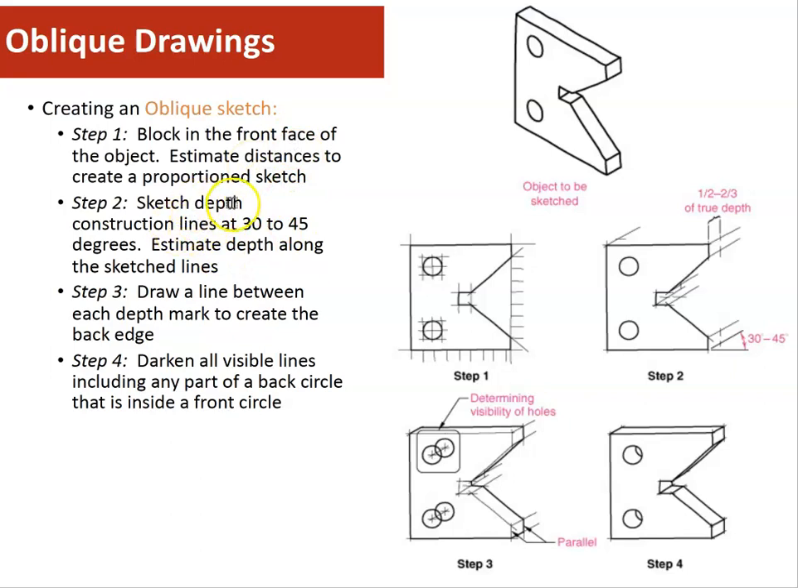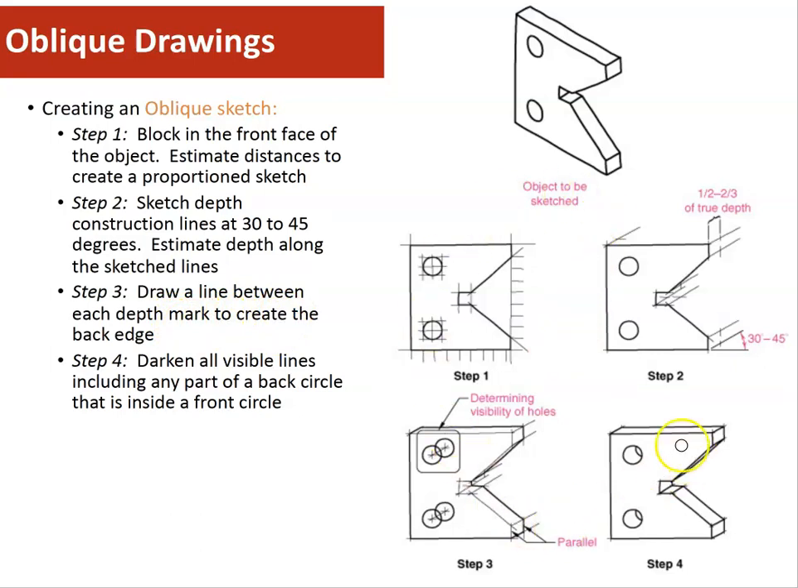Number 2, sketch depth construction lines at 30 degrees to 45 degrees. So here we are just going to choose 45 degrees. Easy for us. We just make a 90 degree angle and bisect that. We get our 45 degrees. Very easy. So let's use 45 degrees and you make your construction lines for you to draw. And then number 3, draw a line between each depth mark to create a back edge.